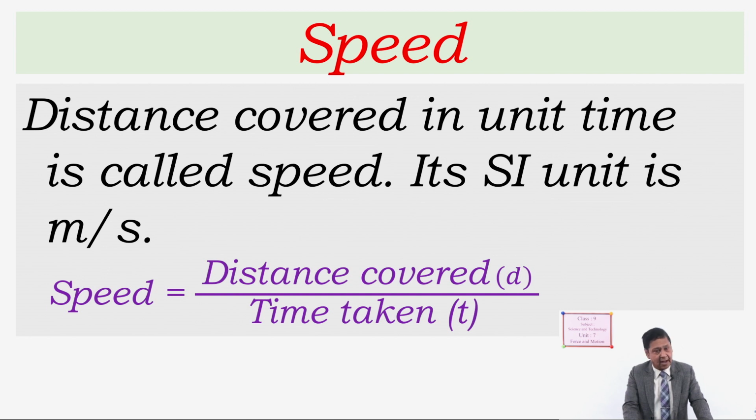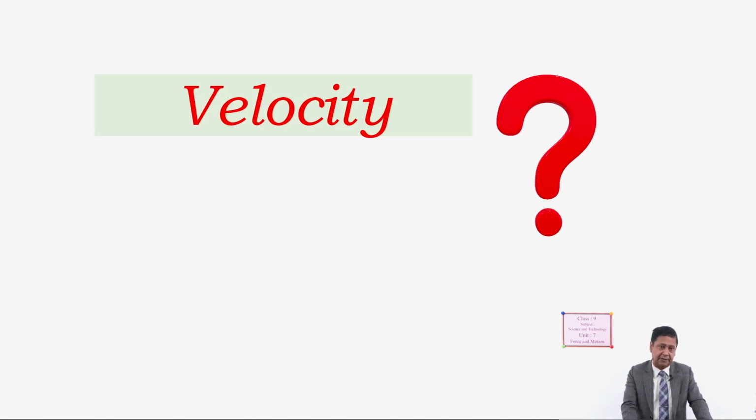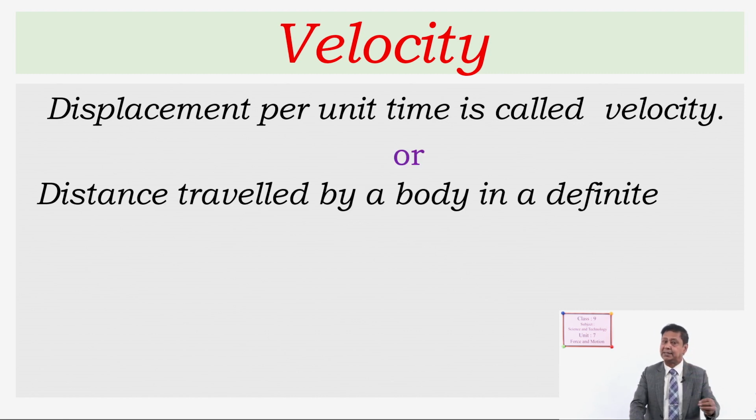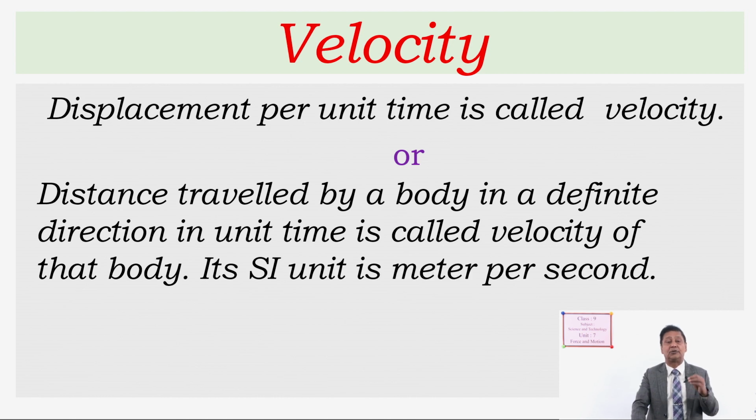Okay, now let's go to another point, velocity. How can we define velocity? Velocity can be defined this way: displacement per unit time is called velocity. Or we can say it this way also: distance traveled by a body in a definite direction in unit time is called velocity of that body. Distance traveled by a body in a definite direction is displacement, and displacement in unit time is called velocity of that body. Its SI unit is meter per second.